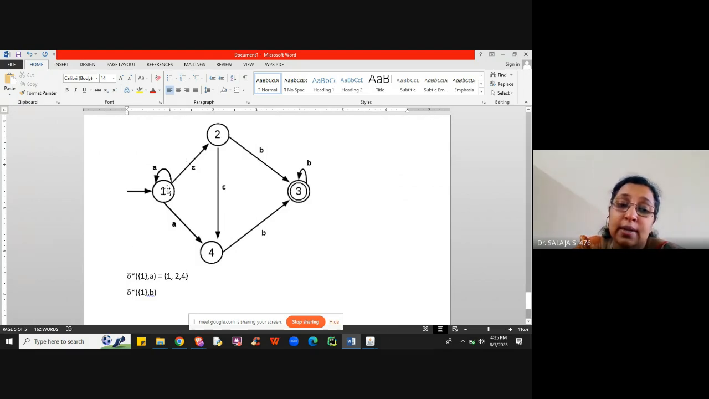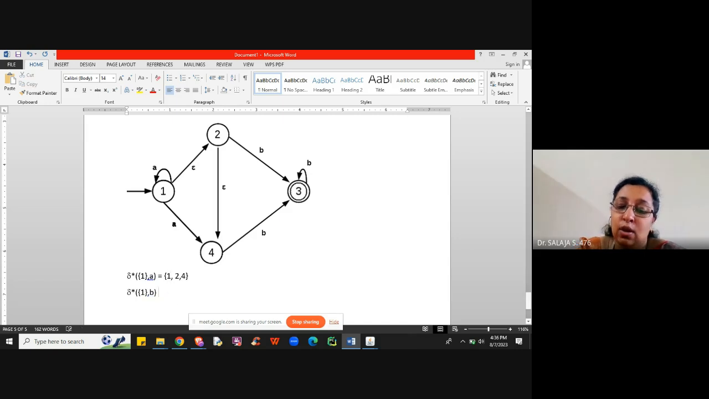How did I get it? A self loop on 1 on A to 1 itself. So I have included 1. A lambda or A epsilon moves on to 2. So I have included 2. Any number of epsilons can be prefixed or suffixed, and therefore 4 also comes into picture. You have 1, 2. And then what about the next one? From 1 you have a direct A to 4. So you have 1, 2 and 4.